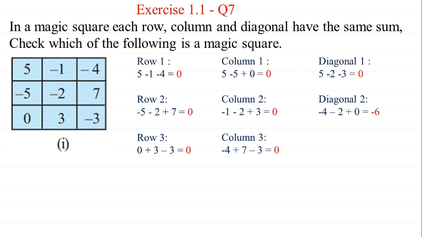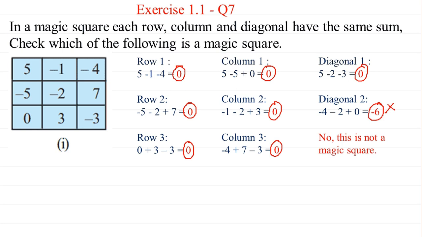You can see here our answer is 0. This answer is also the same. This answer is also the same in the row. Now in the columns, this is 0, this is 0 and this is 0. This is also 0, but here it should be 0 but it's minus 6. So this answer is not the same. It means this square is not a magic square.